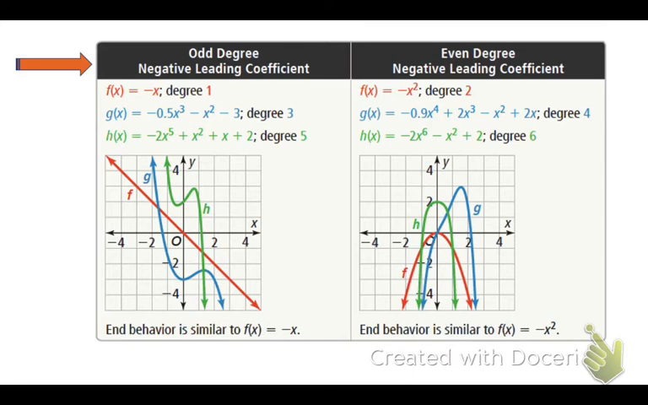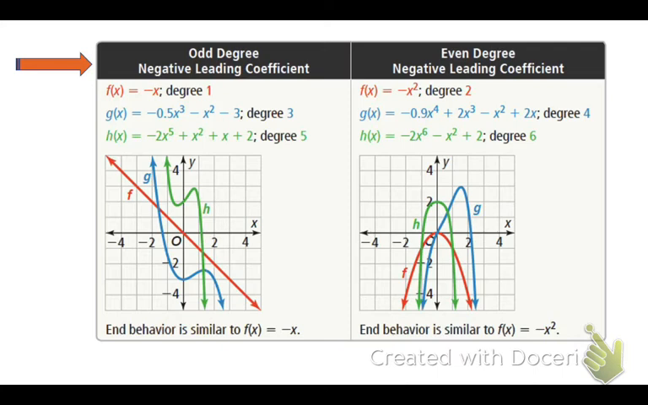Is there a negative degree? Okay, no. Odd degree, 1, 3, 5, 7, 9, right? Negative leading coefficient. So an odd degree positive leading coefficient ended up and started down. What do you think a negative leading coefficient is going to do? It starts up and ends down.